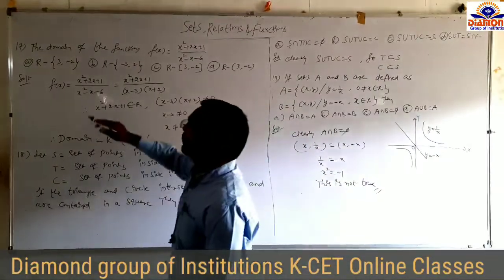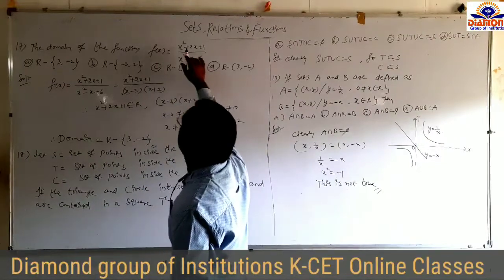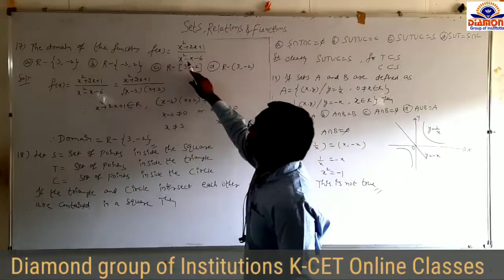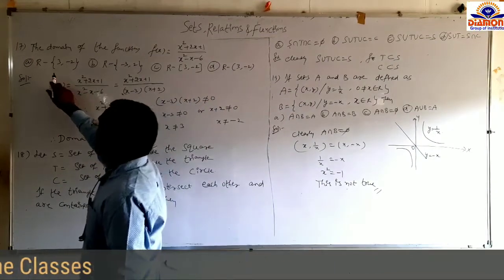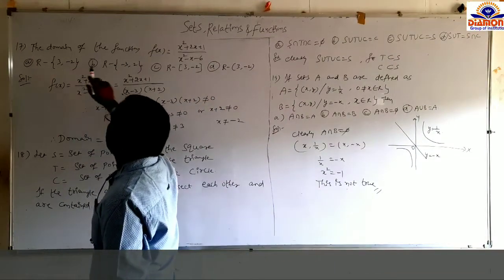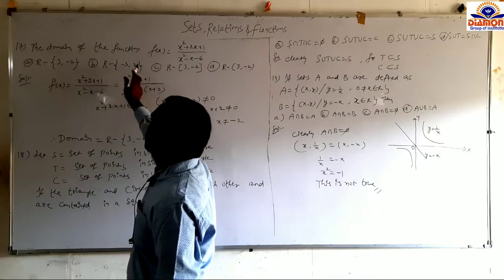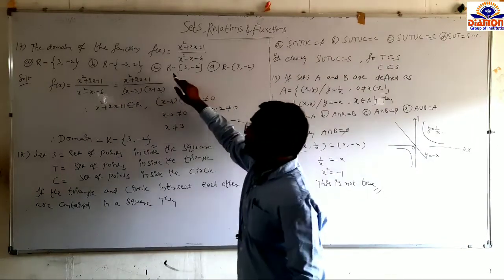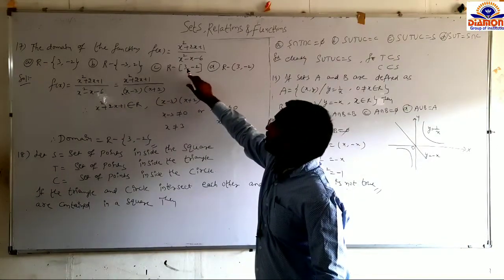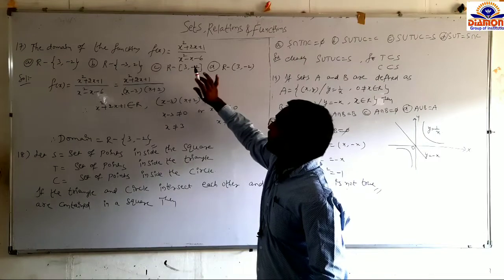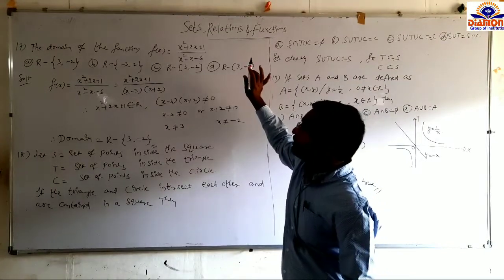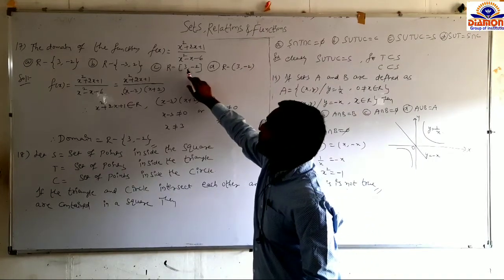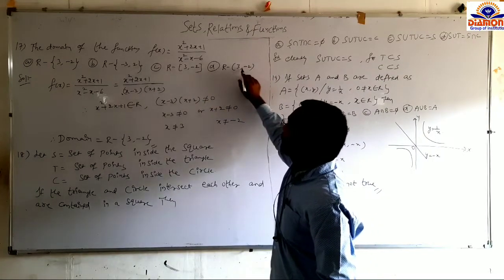The domain of the function f of x equal to x square plus 2x plus 1 by x square minus x minus 6. Option A, R minus of 3 comma minus 2. Option B, R minus of minus 3 comma 2. Option C, R minus of closed bracket 3 comma minus 2. Option D, R minus open interval 3 comma minus 2. This is closed interval of 3 comma minus 2, here open interval of 3 comma minus 2.